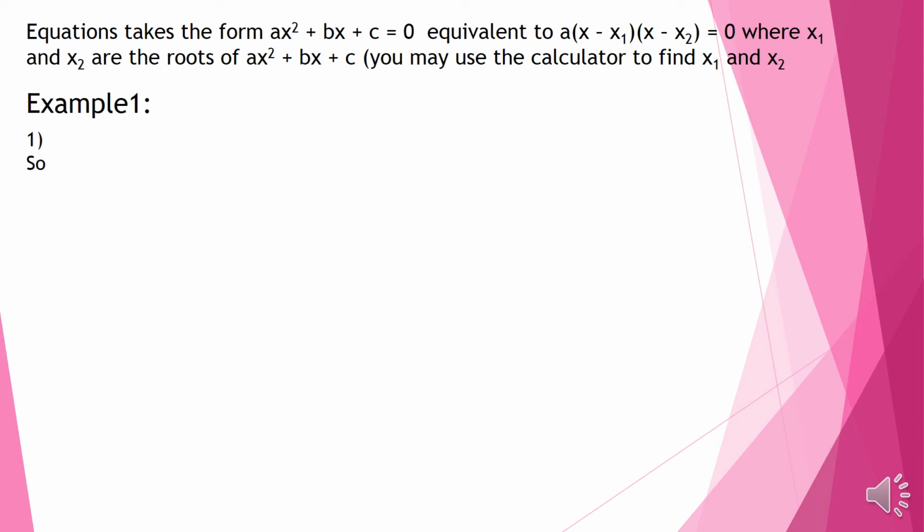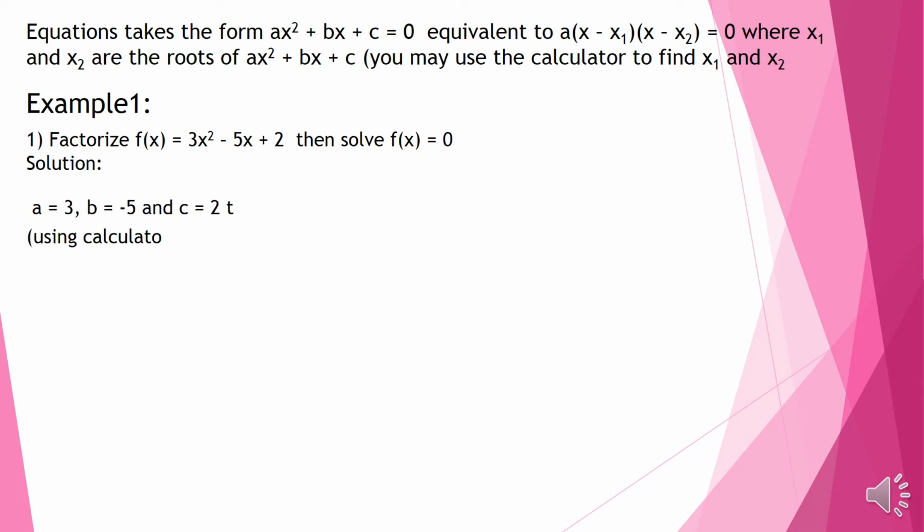Example: factorize the expression f of x equal 3x squared minus 5x plus 2. Then solve f of x equal to 0. Solution. Now compare the form of this expression f of x. It takes the form ax squared plus bx plus c, where a equals 3, b equals minus 5, and c equals 2.